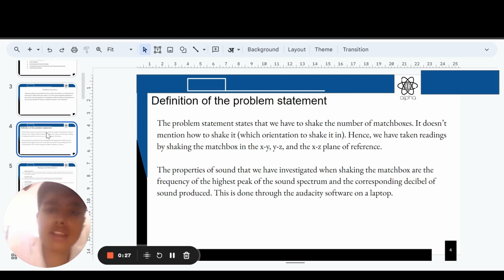So basically, this problem statement wants us to shake the matchbox, but it does not mention the way in which we should shake it. So that's why I have taken readings in the X, Y, Y, Z, and X, Z planes for reference. The properties of sound that I investigated were the frequency of the highest peaks of the sound spectrum and the corresponding decibel, basically the loudness of the sound produced. This is done through the Audacity software on a laptop.